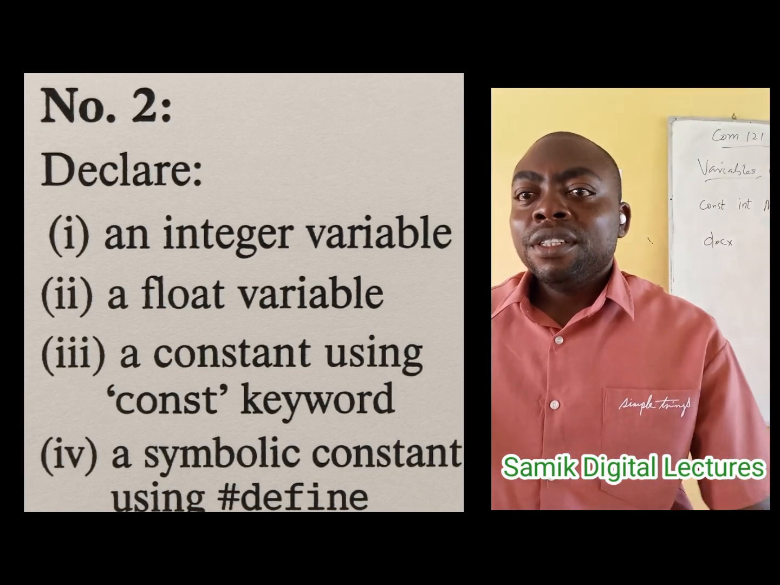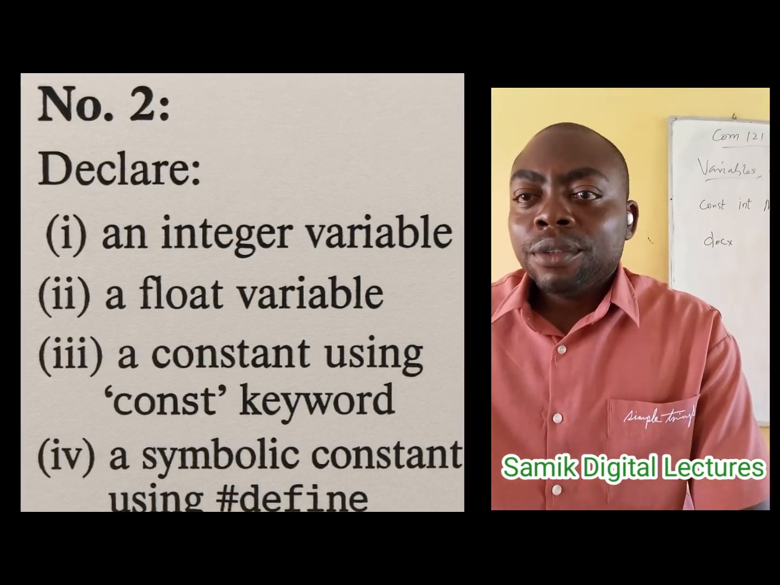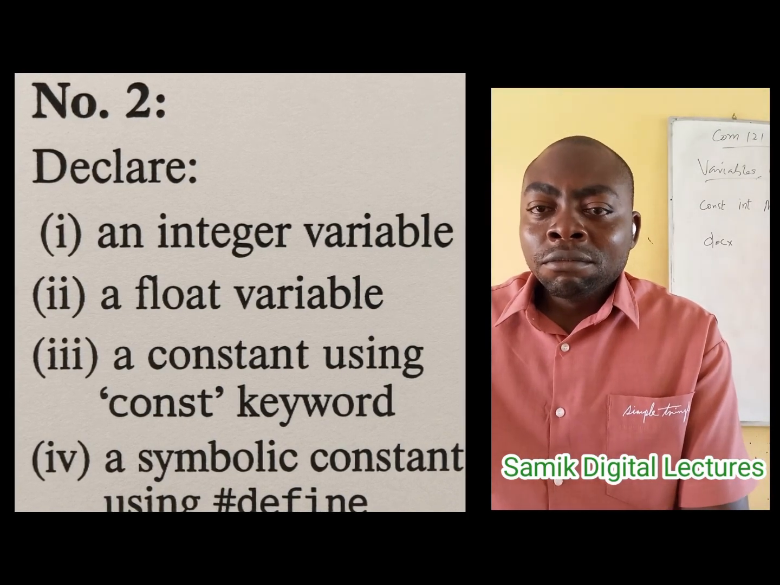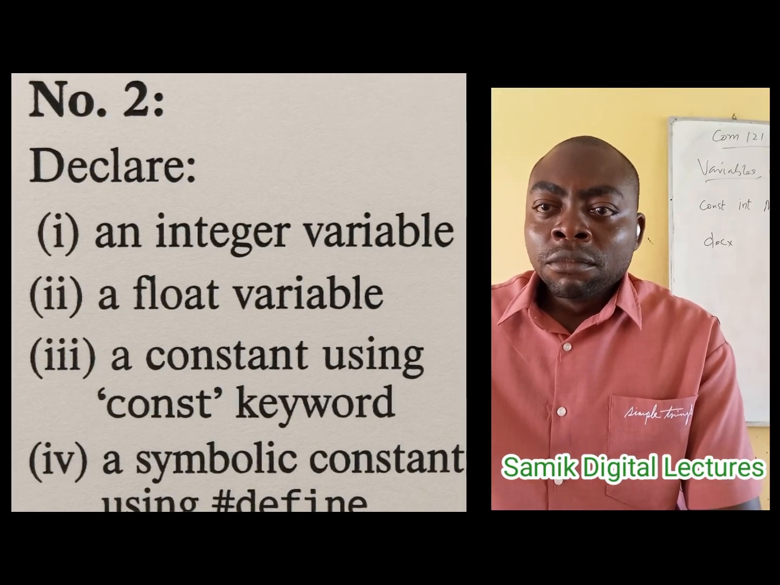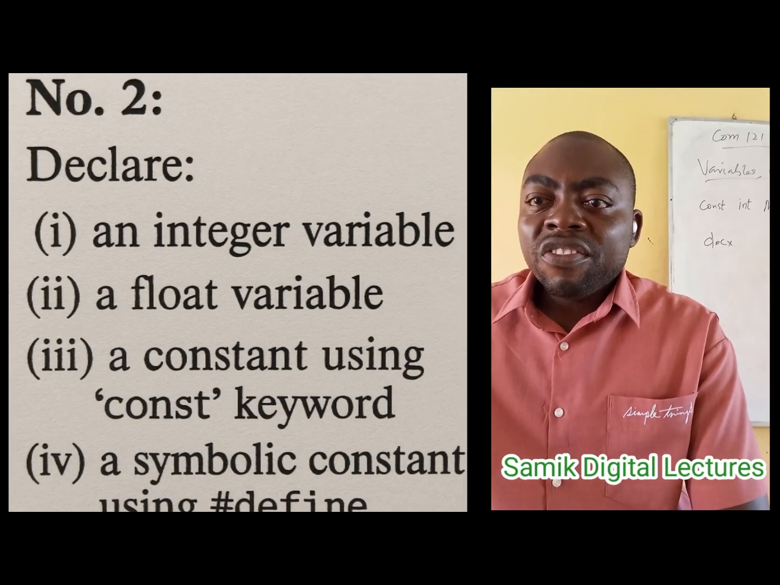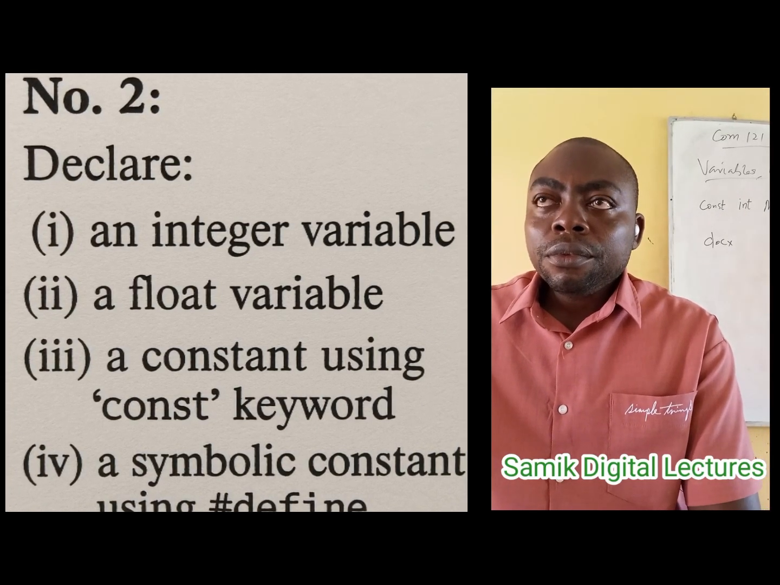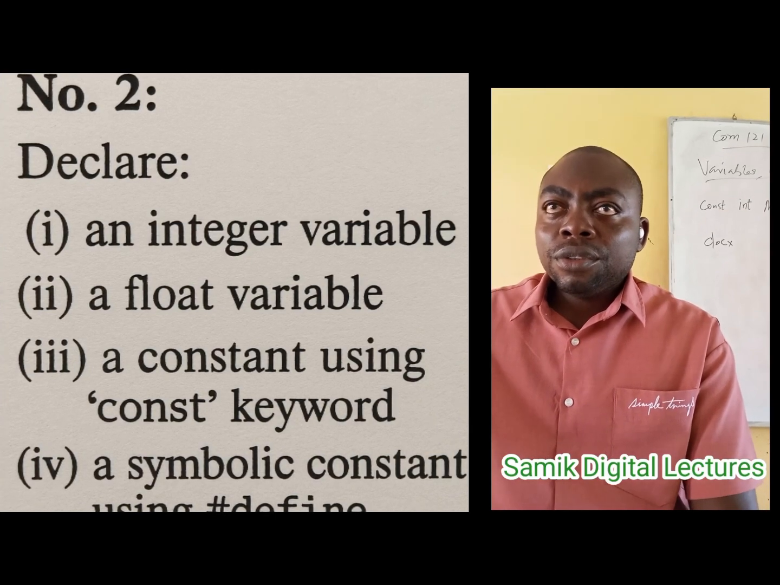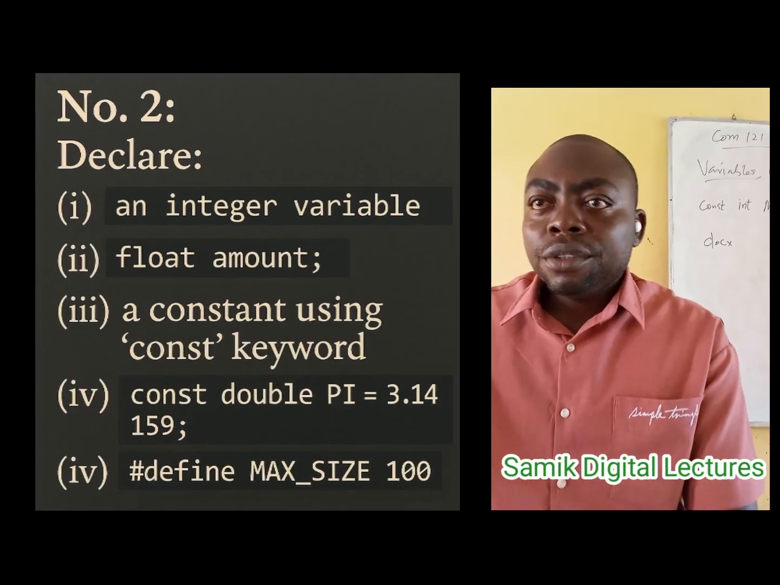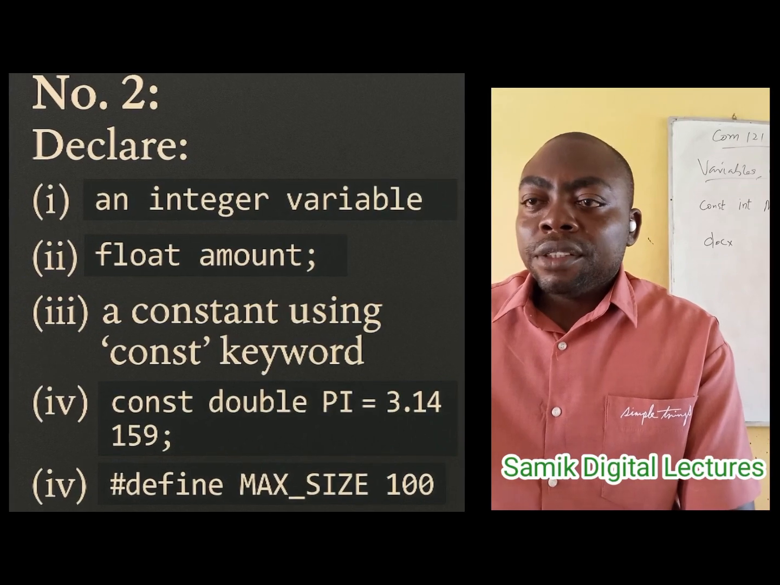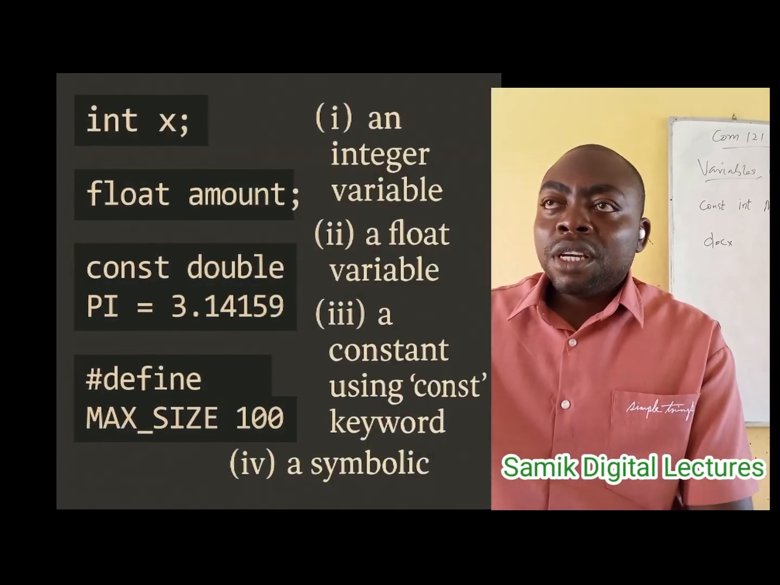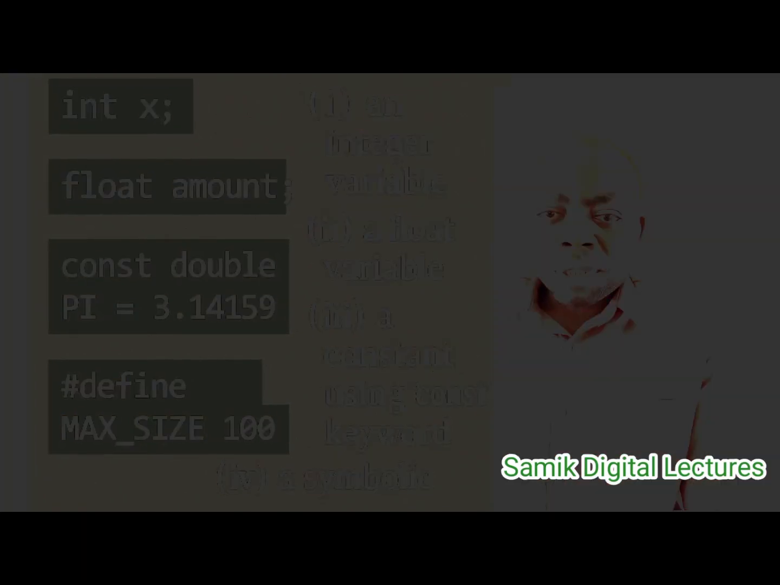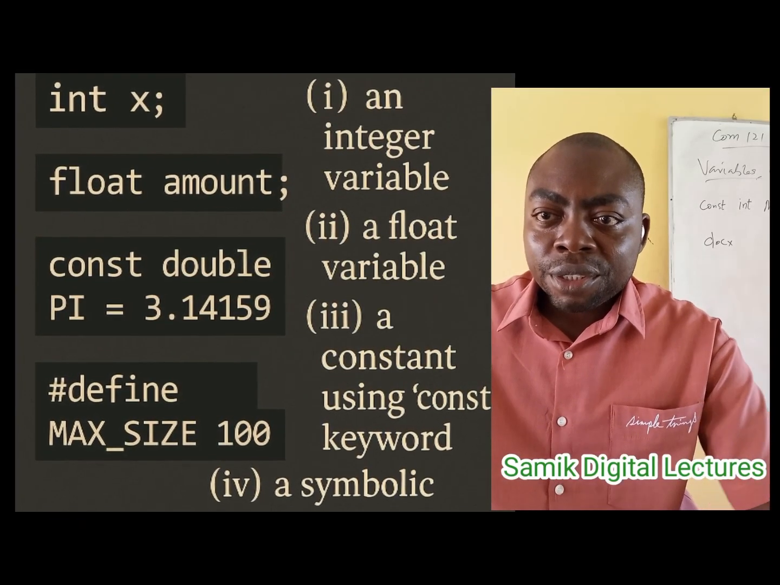Declare 1, an integer variable, 2, a float variable, 3, a constant using the const keyword, and then a symbolic constant using hash define. I hope we explained that already. We talked about that already.